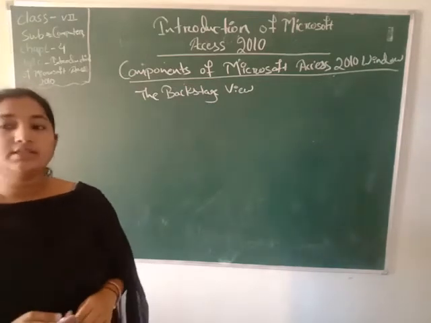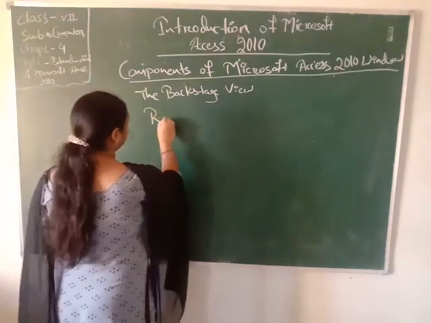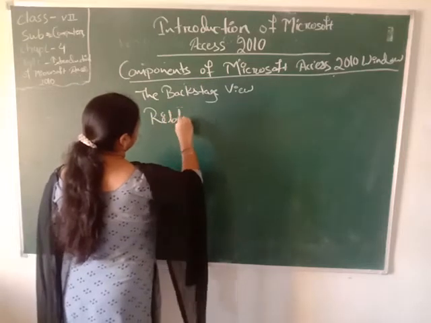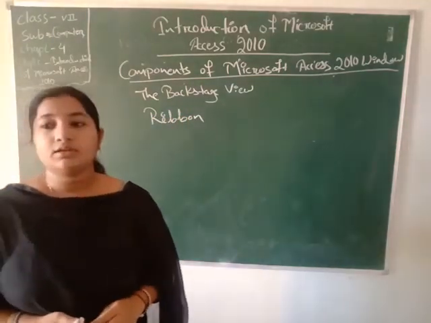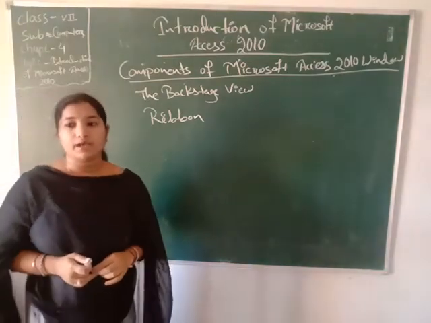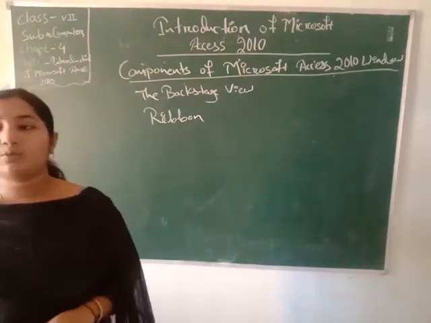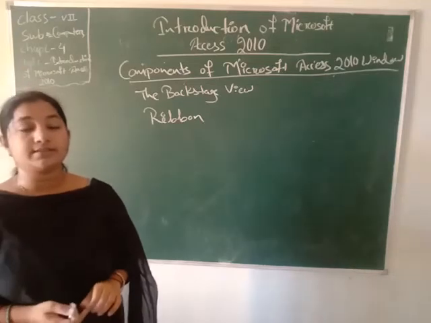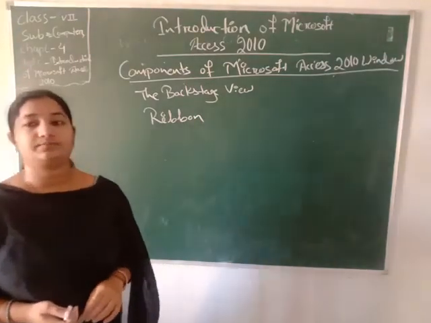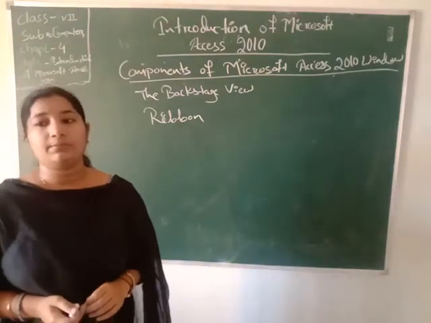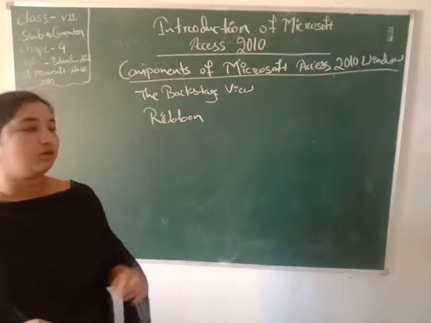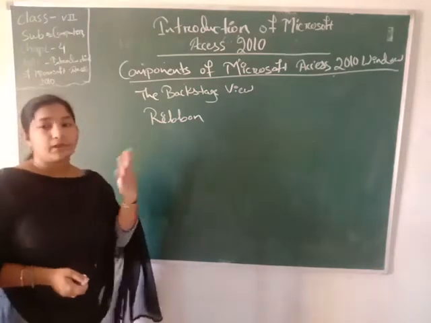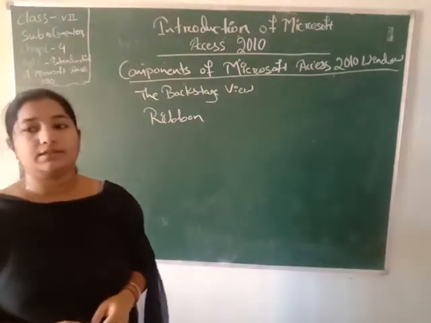So the next is the ribbon. The ribbon is the primary replacement of menus and toolbars and provides the main command interface in Access 2010. So it is the primary replacement of menus and toolbars. Means the ribbon contains the menu bars and the toolbars.